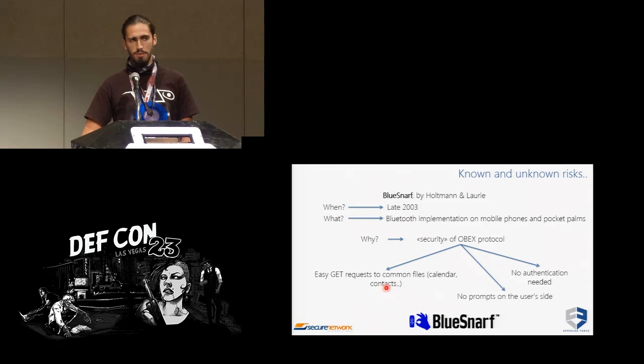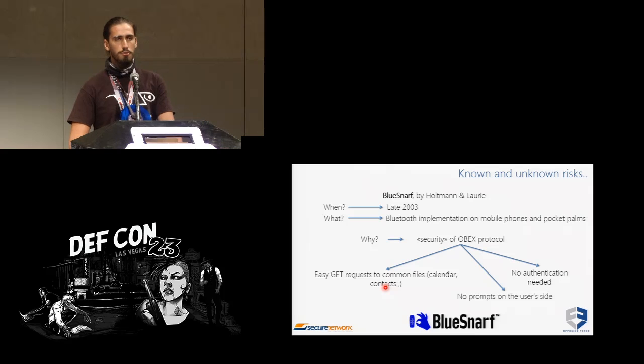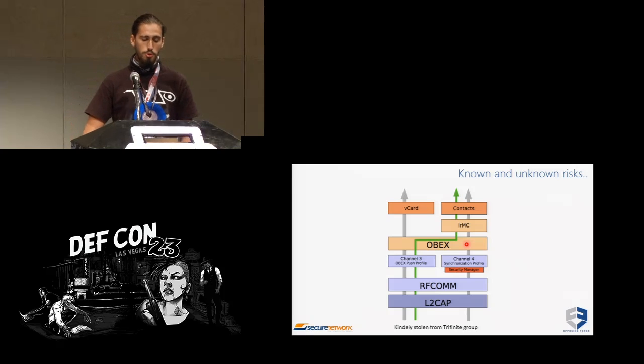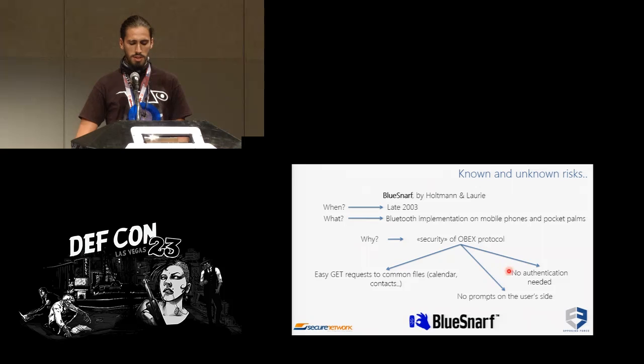And so if you make some GET requests targeted to common files such as calendar or contacts, you know the name and the path, and you were actually bypassing the security manager channel and just going through this protocol of exchanging files. So the user was not seeing any prompt on their device, and there was no authentication needed.